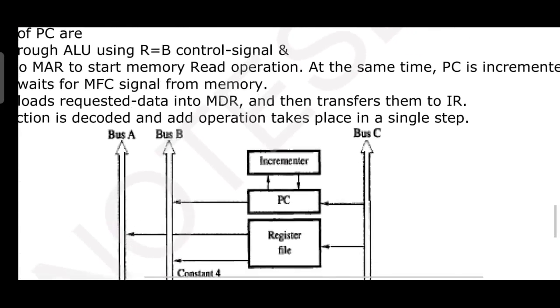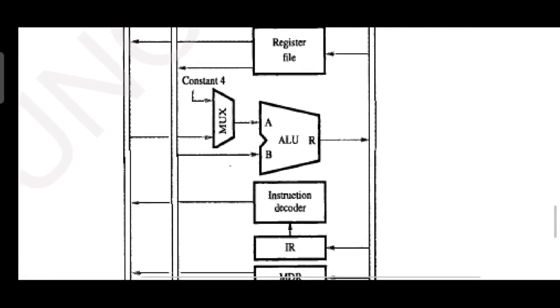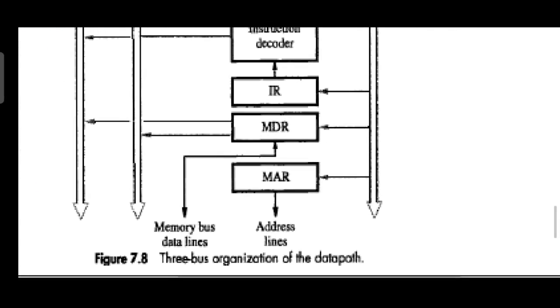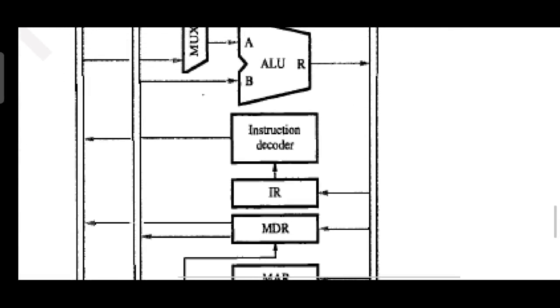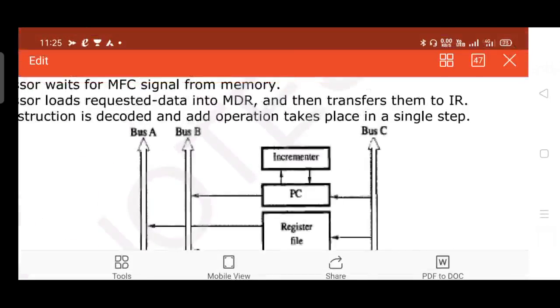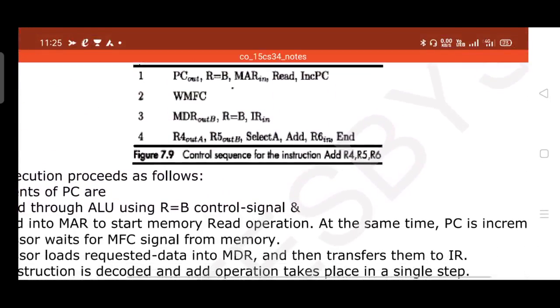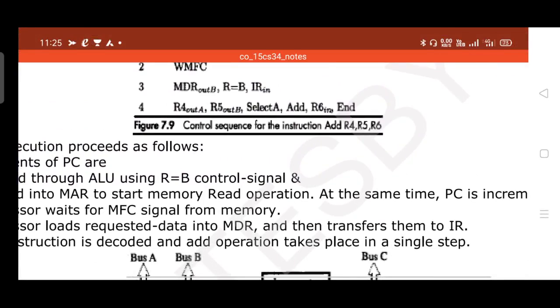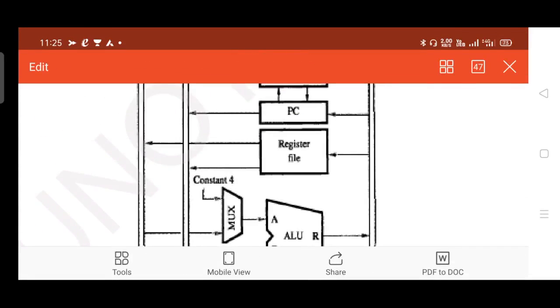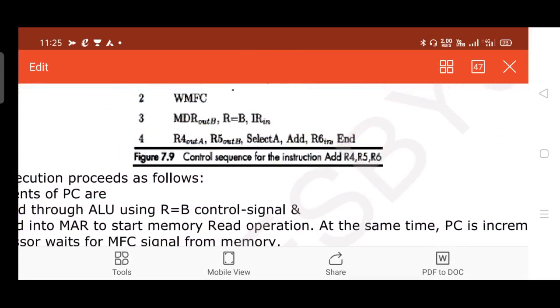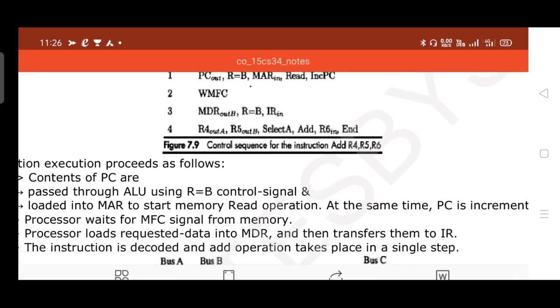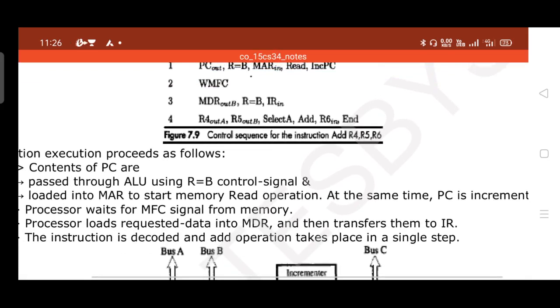Now corresponding MDR, MDR out B. Where is MDR? Here the MDR is, right? MDR out. Actually there are two outputs for MDR. One is for bus A and the other one is for bus B. Now bus B is to be selected. MDR out B. Again select the outcome of R for ALU. Set R equal to B, and transfer the content onto instruction register, IR in. That is about the fetch phase. You have to remember this fetch phase.